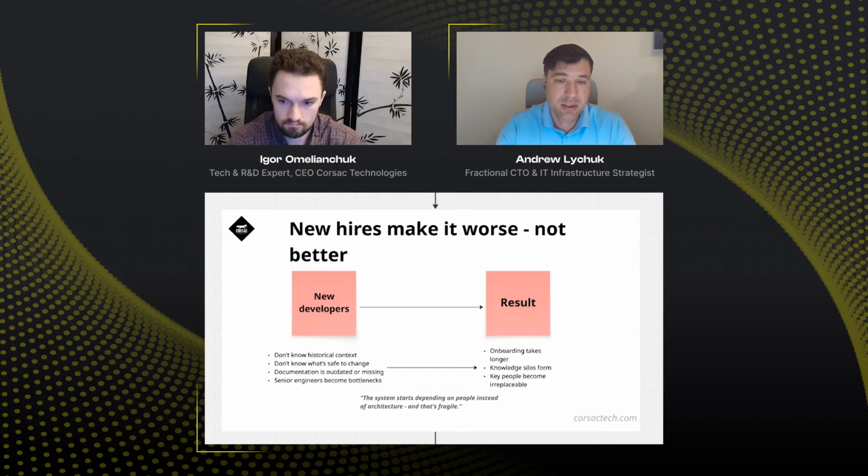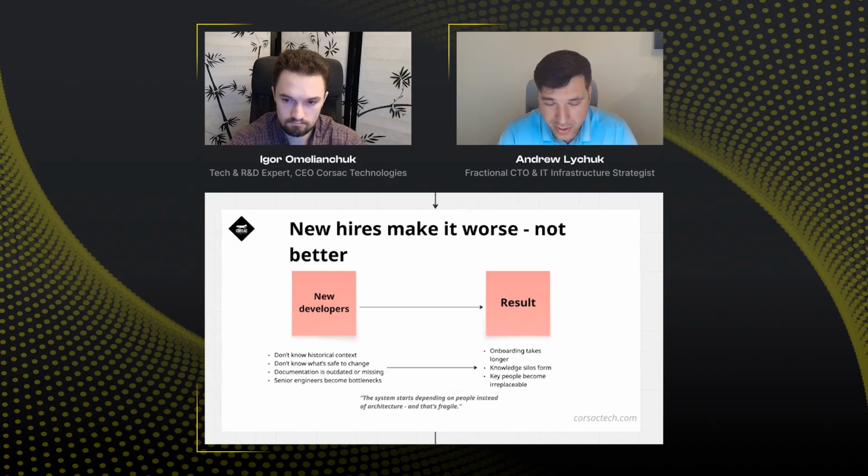It slows you down a little by little with each iteration of development. And surprisingly, new hires make it worse, not better. Because the new developers should get into the system and the code base, but they do not know the historical context. They do not know what's safe to change and what's not safe. The documentation of the system is outdated or sometimes even missing. And senior engineers become a bottleneck.